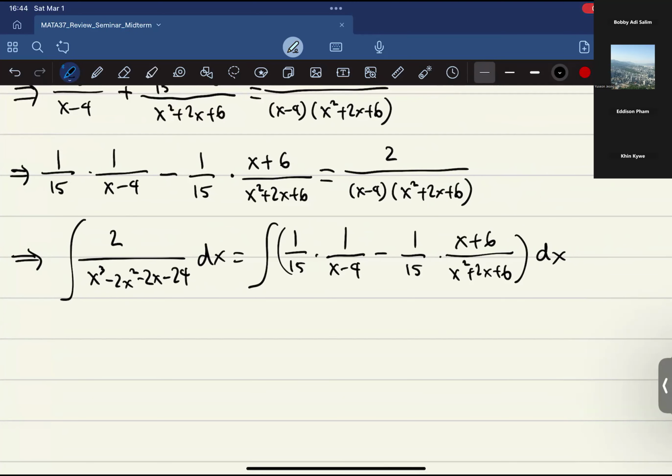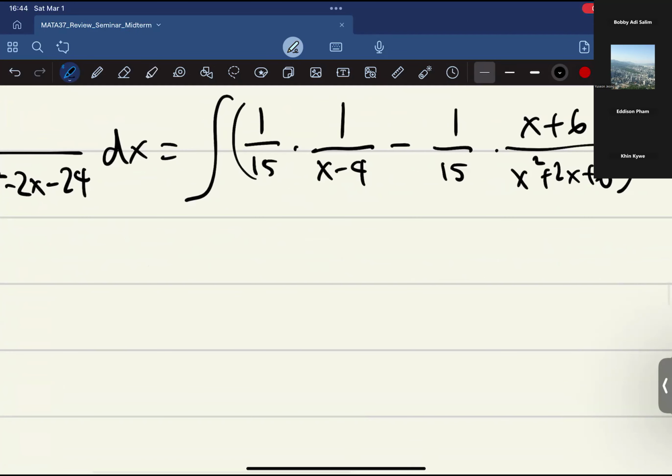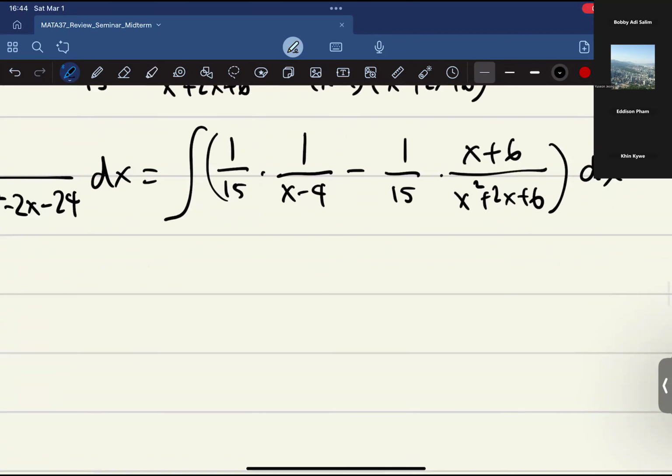Factor out 1/15. Are we doing other questions after the second integration questions? Yeah, we still have a couple more sections left after that.